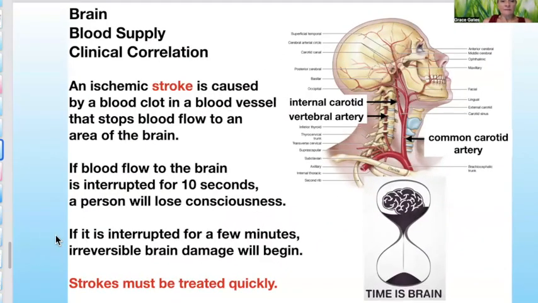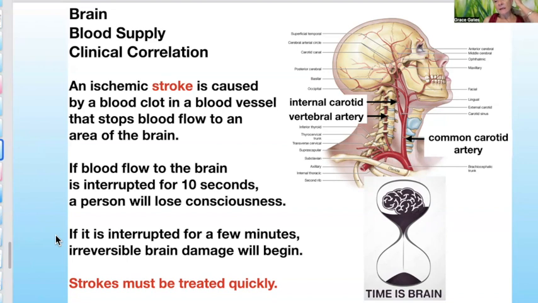Clinical correlation. An ischemic stroke is caused by a blood clot in a blood vessel that stops blood flow to an area of the brain. If blood flow to the brain is interrupted for 10 seconds, the person will lose consciousness. If it is interrupted for a few minutes, irreversible brain damage will begin. And that is why strokes must be treated very quickly.